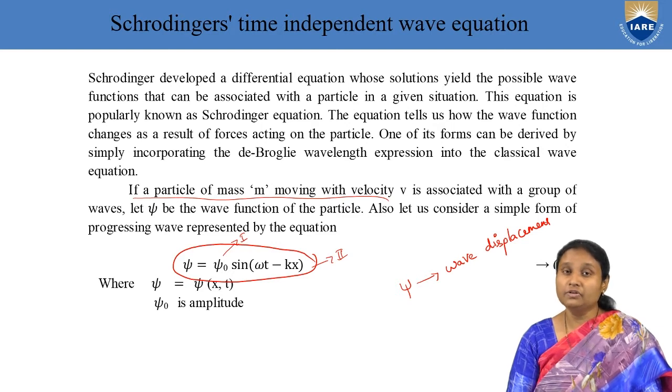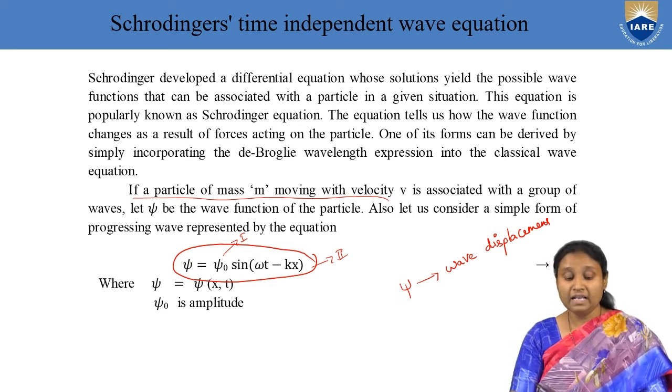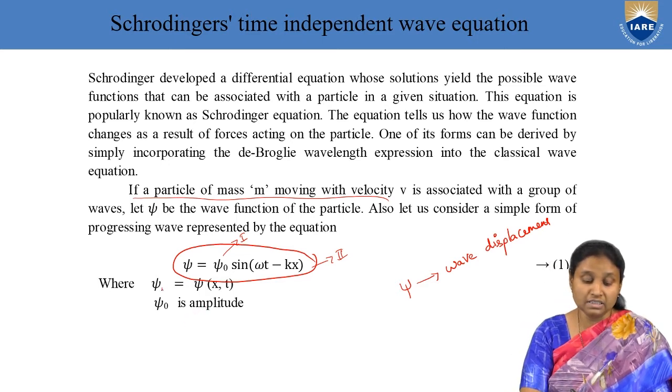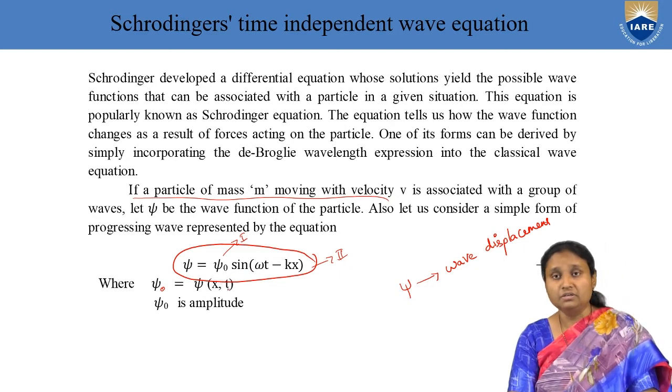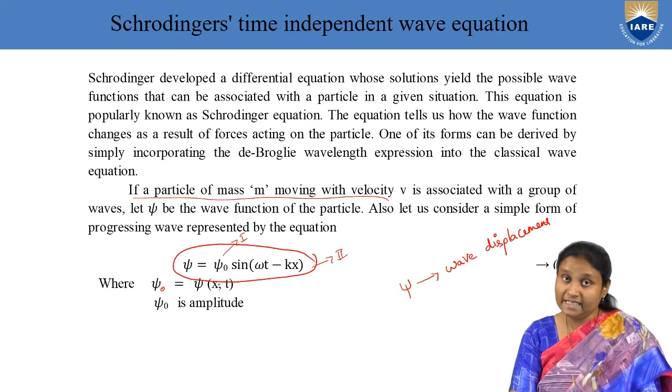And always periodic functions are represented by sine, cos or exponential. And in this case, we have defined this wave function in terms of sine. And as I told you, here we have two terms. The first term, psi naught, is called the amplitude. And this wave function is expressed in terms of the coordinate x and also with respect to time t.